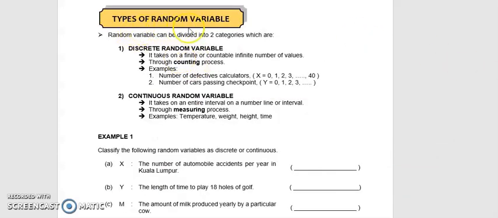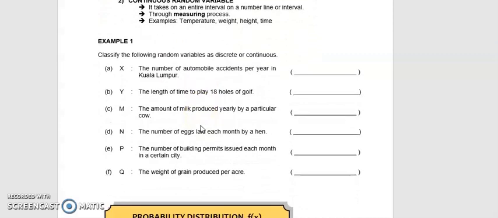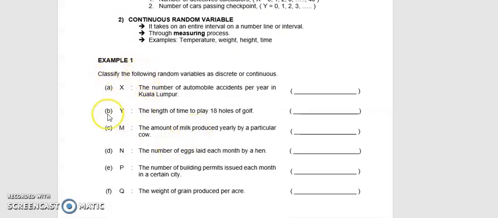These are the types of random variable as I explained before. We have two, discrete and continuous. Discrete is based on the counting process and continuous is based on the measuring process. Now look at an example: a simple exercise in classifying whether the variable is continuous or discrete. Look at A, let's say the random variable X is the number of automobile accidents per year in Kuala Lumpur. Classify whether it is discrete or continuous.